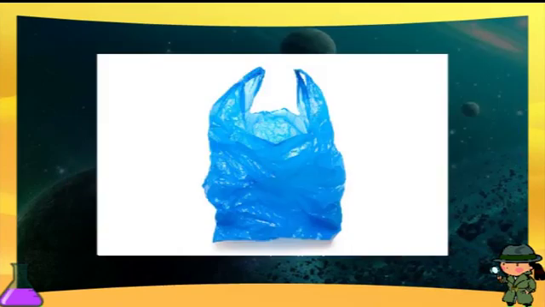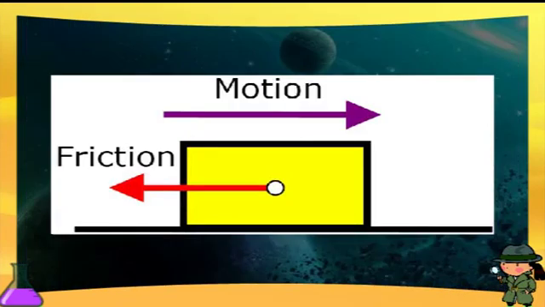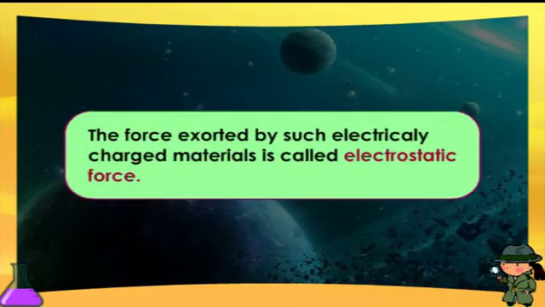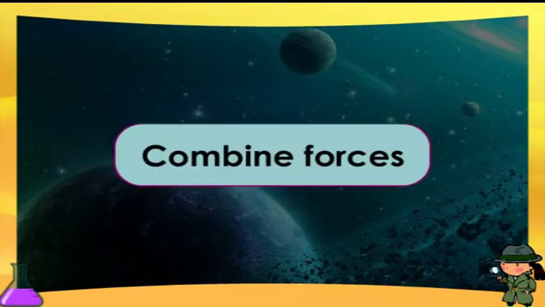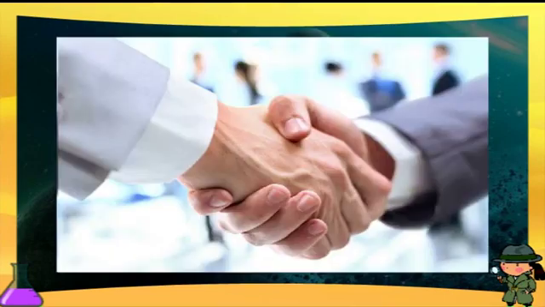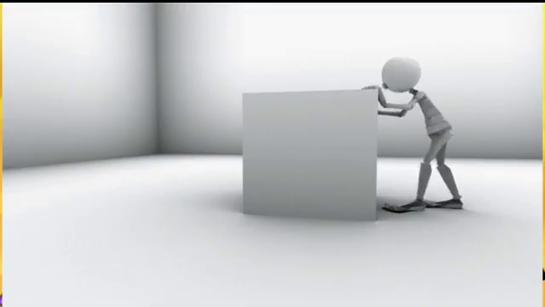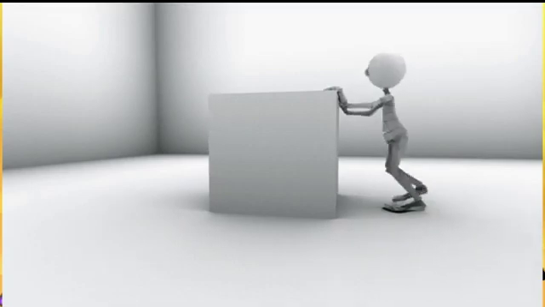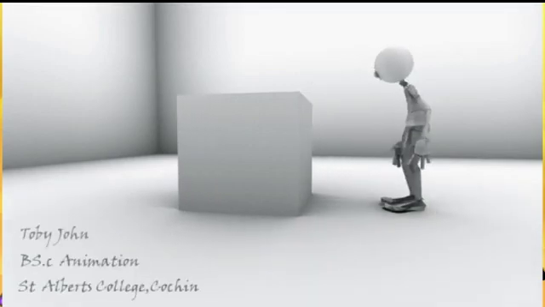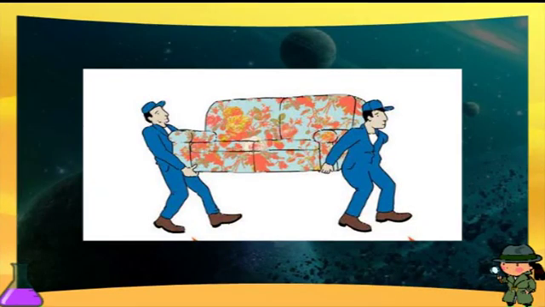Electrostatic force. Static electricity is produced on materials like rubber, plastic, and ebonite due to friction. The force exerted by such electrically charged materials is called electrostatic force. Combined forces. While an action is taking place, various types of forces act on the object in question. A variety of forces act together in these cases.